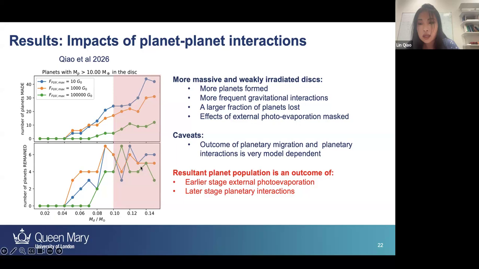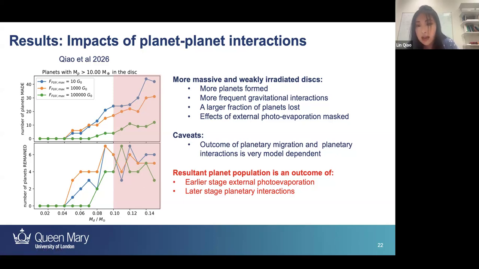Therefore, in our simulation, in a more massive and weakly irradiated disk, for example the blue curve in the shaded region, even though more planets are formed in these disks, that also means the planets are subject to more frequent gravitational interactions between each other. So a larger fraction of planets in these disks are lost, which means the effects of external photoevaporation in suppressing planet formation are masked in the more massive disk regions.